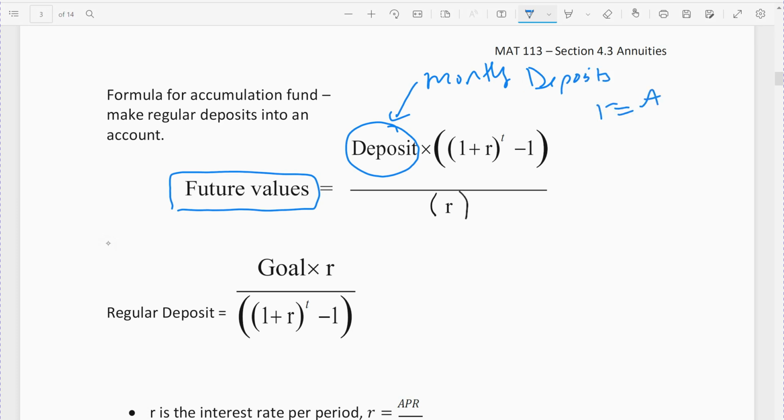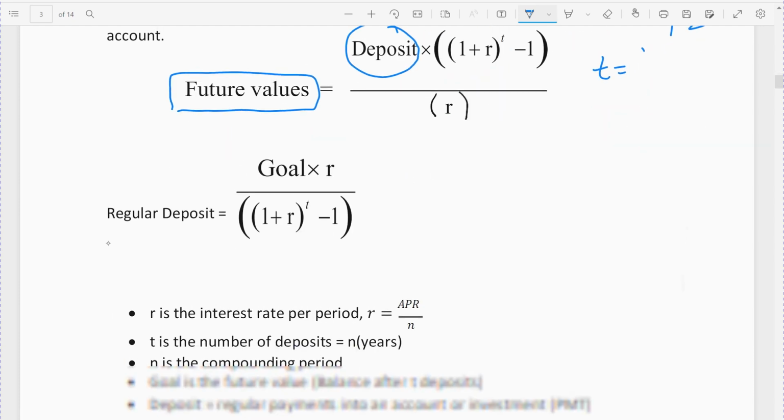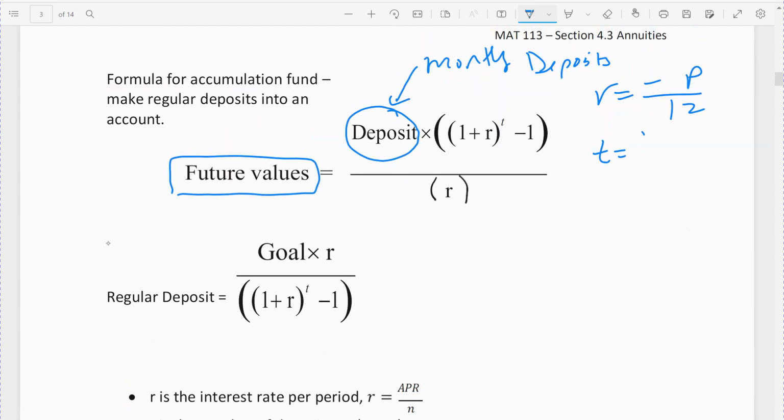R is your annual APR, annual percentage rate, divided by 12, because we're always going to break it down over 12 months. And T, remember, is not years. T is, again, the number of deposits that you make all together. I forgot I had it down below on the page.